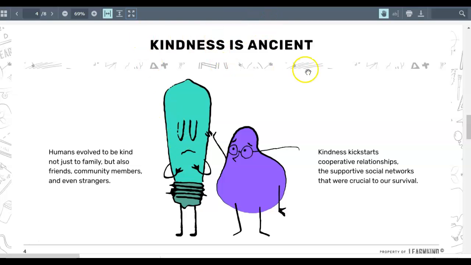This next one talks about kindness being ancient. That means kindness has been around for a long time. And the studies show that there are components, aspects of kindness that have really helped to propel humanity, to keep us human and to keep us in existence as the human race and our survival, right? Humans evolved to be kind, not just to family, but to friends, community members, and even strangers. And this evolved doesn't mean any kind of evolution as opposed to creation.